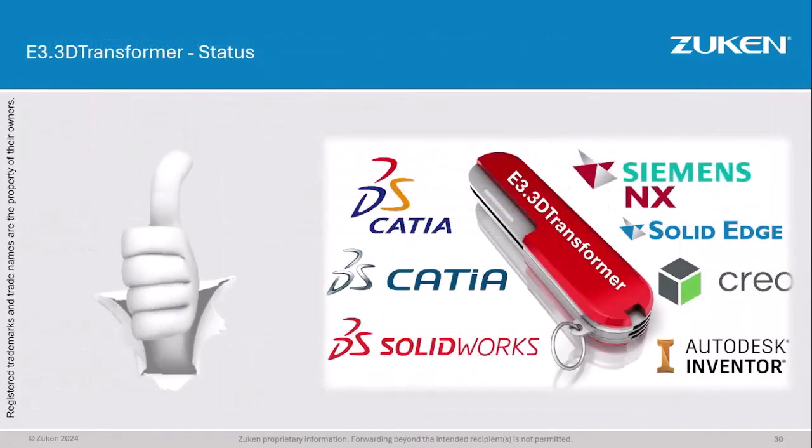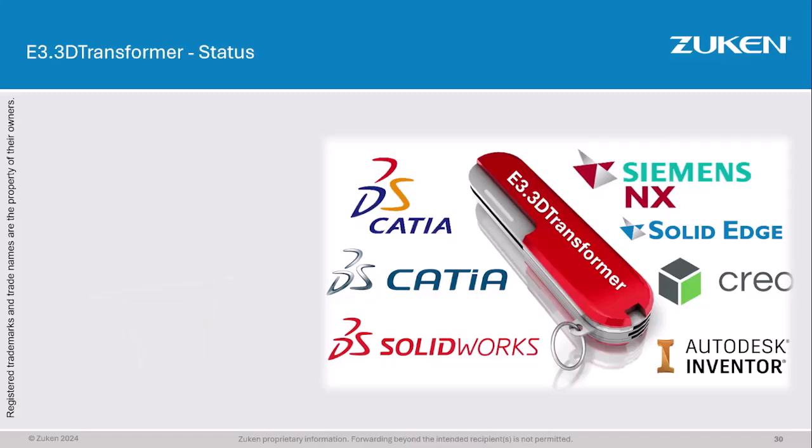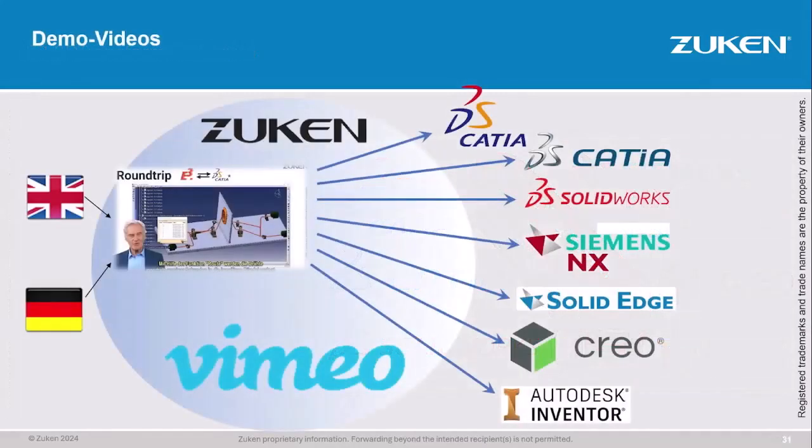So the 3D transformer is effectively a bit like a Swiss Army knife for us. It works for all of the software packages listed above. Our colleagues in Germany have also prepared videos for all of the software packages. Whereas I've only focused on NX this afternoon, if you would like to see how your mechanical CAD system would interface with E3, then contact us and we can arrange a time to show you this information once again, but using your MCAD systems.